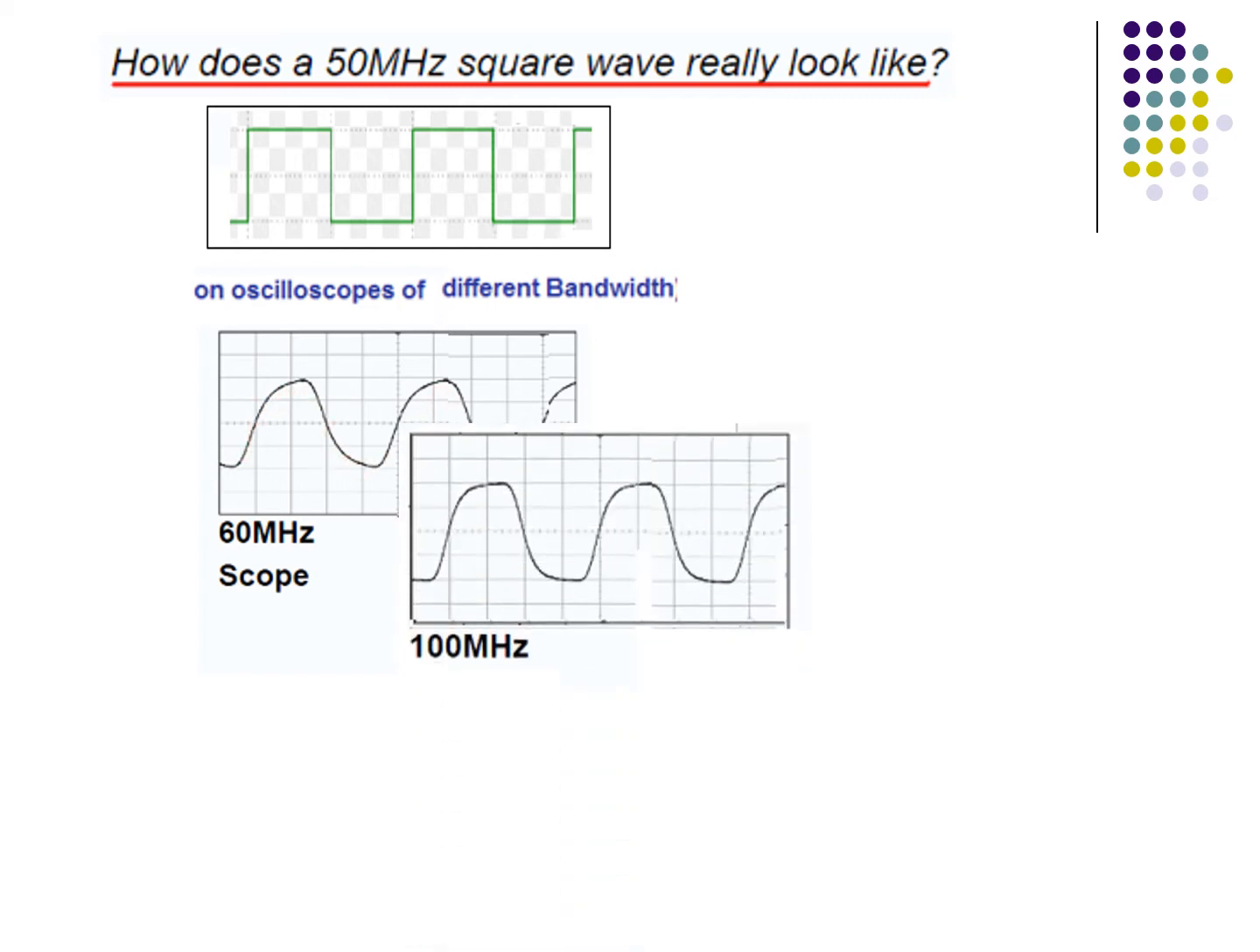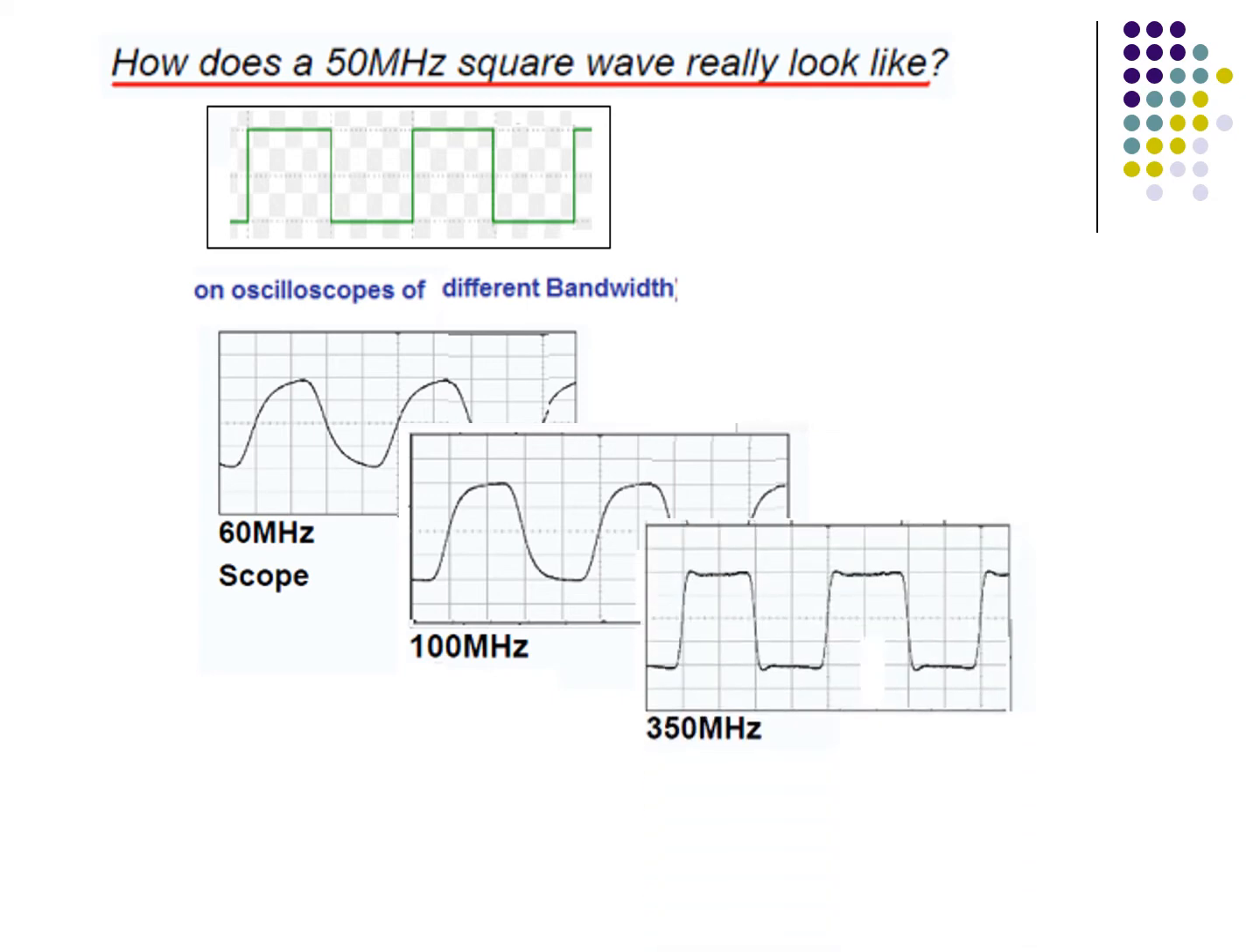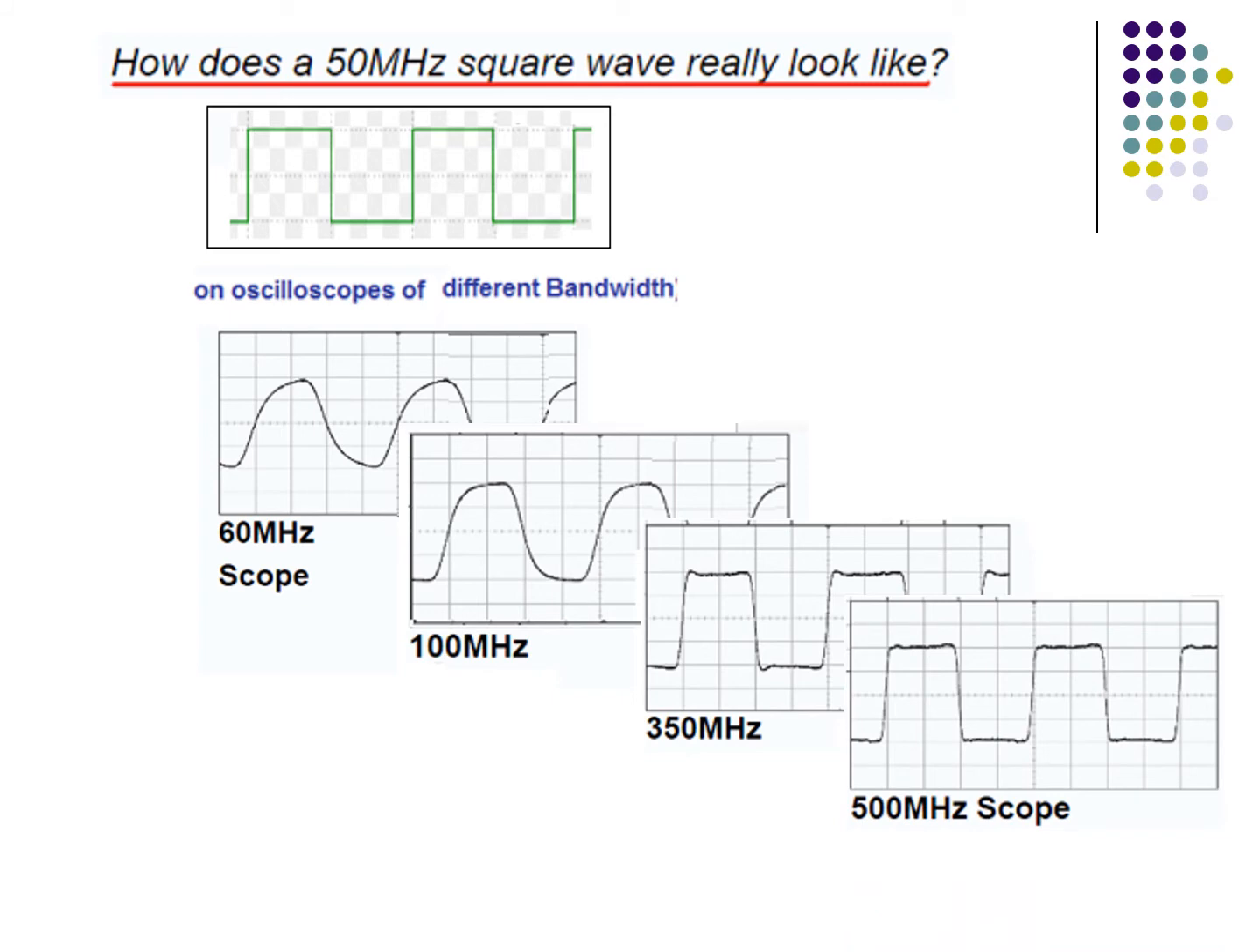Now we go for a bigger one, 100 megahertz. This is slightly better than the previous one. You can see it is flattening here and flattening here. So we go to another one. This is 350 megahertz, and this looks better now, except for some kinks here and there. So we further increase it to 500 megahertz, and the 500 megahertz oscilloscope will give a much better presentation of the input signal.